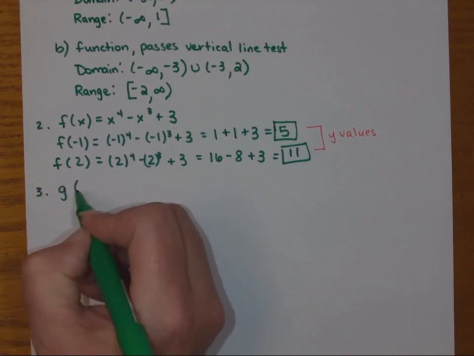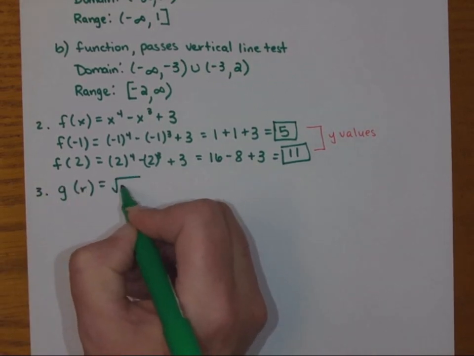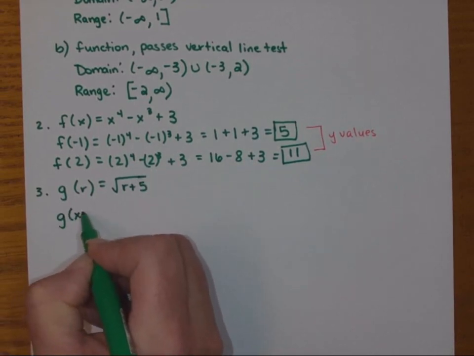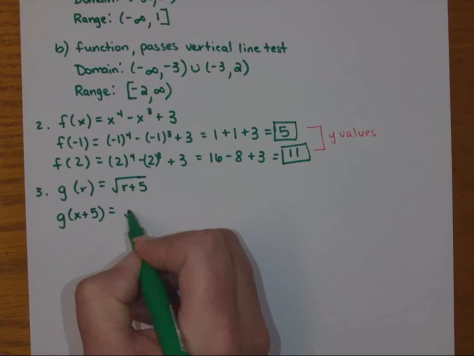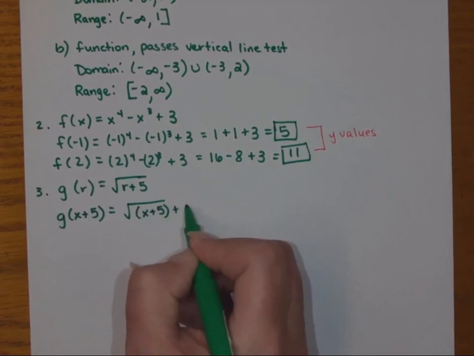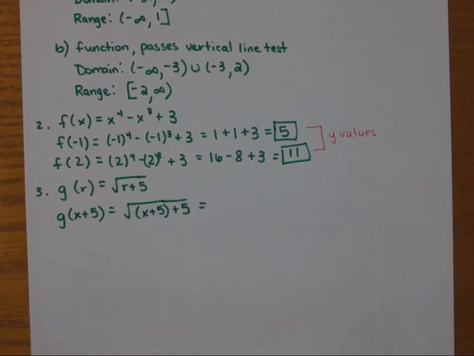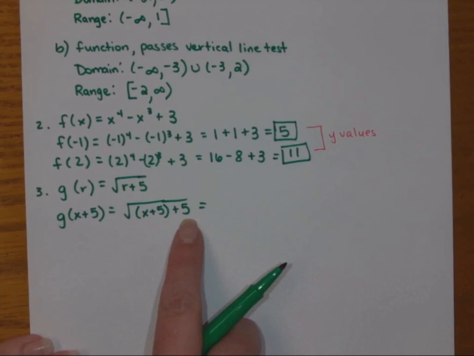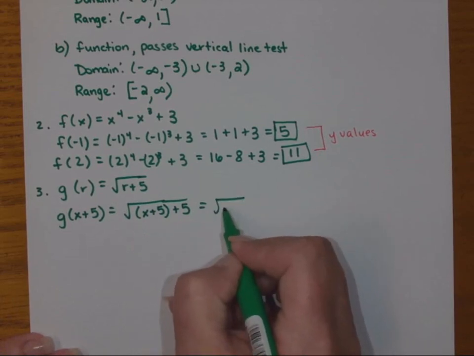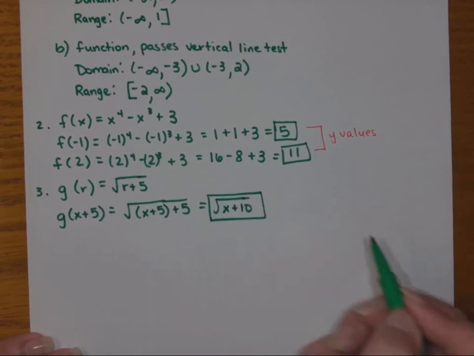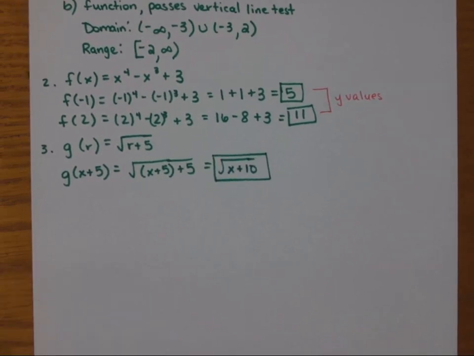All right, so for number 3, we change letters, but it's a similar problem. It's just that this time you're being asked to find g of x plus 5. So whatever's in the parentheses, that's what goes in for our variable. In this case, it's r. So notice, instead of r plus 5, I substituted in x plus 5, but then still plus 5, and then take the square root. So it's going to be the square root of x plus 10. So you add the like parts, which was the 5 plus 5, but the x and the 10 can't combine because they're not like terms.